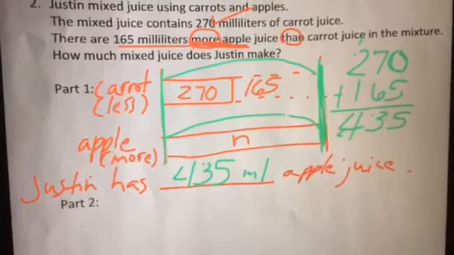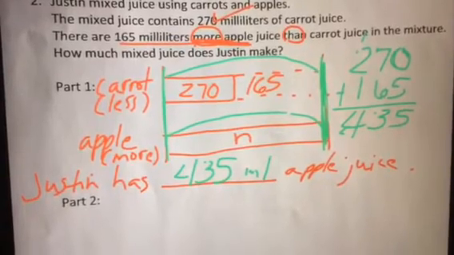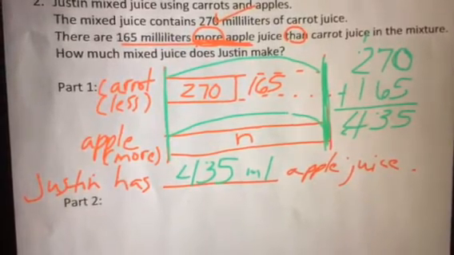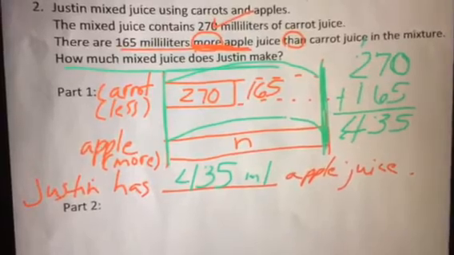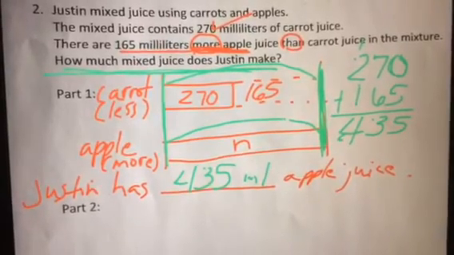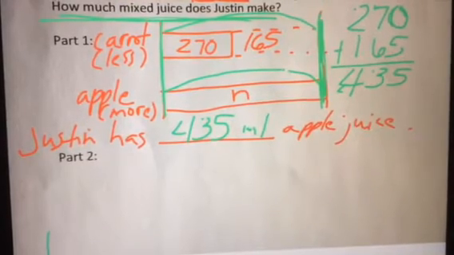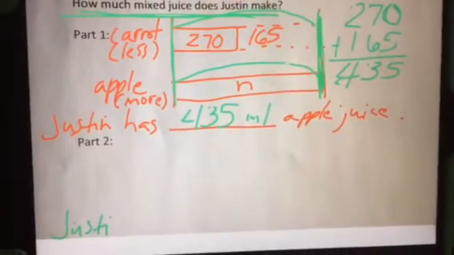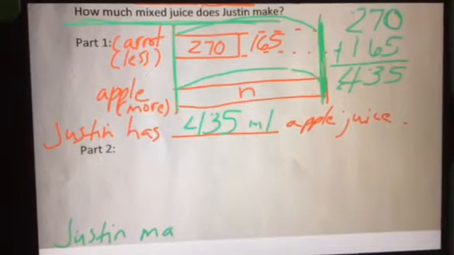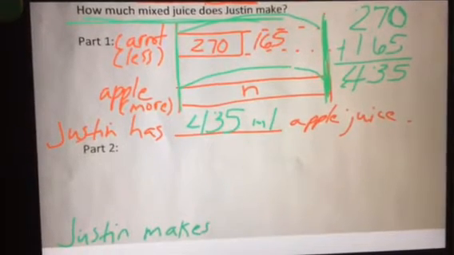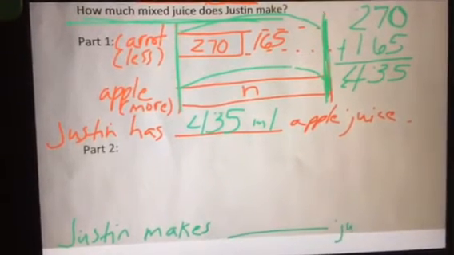So let's use that information to figure out part B. Part B simply asks, how much mixed juice does Justin make all together? So Justin makes this much juice.